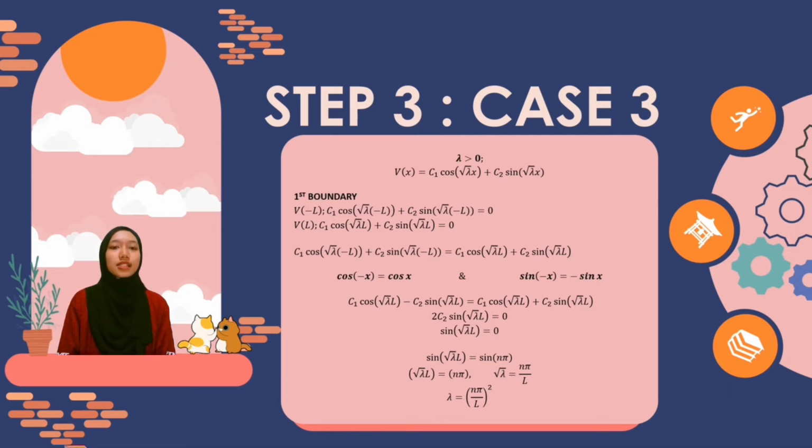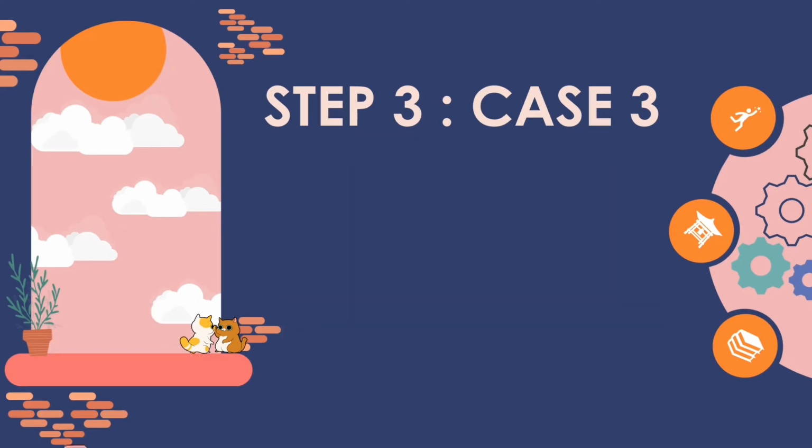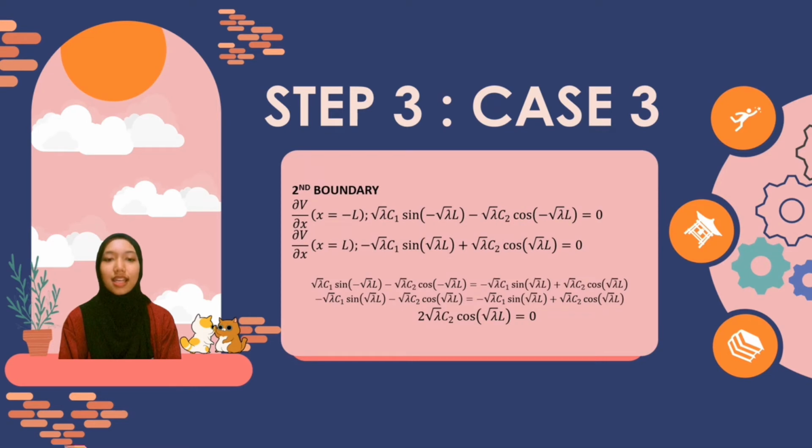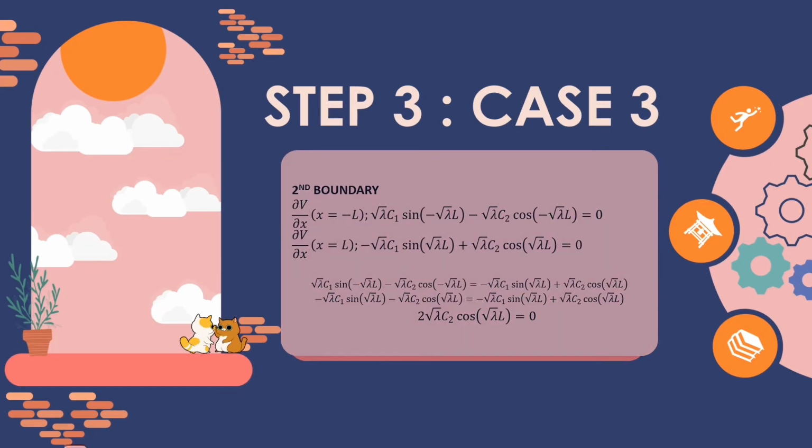Rearranging lambda as the subject will give us (n pi over L) squared. Next, substitute the value of lambda into V(x). We can ignore the constant because we can combine the constant at the final answer with the constant of G(x). Next, repeat the exact same steps with the second boundary condition until we get. By using the lambda we got previously, substitute the lambda value into the equation.